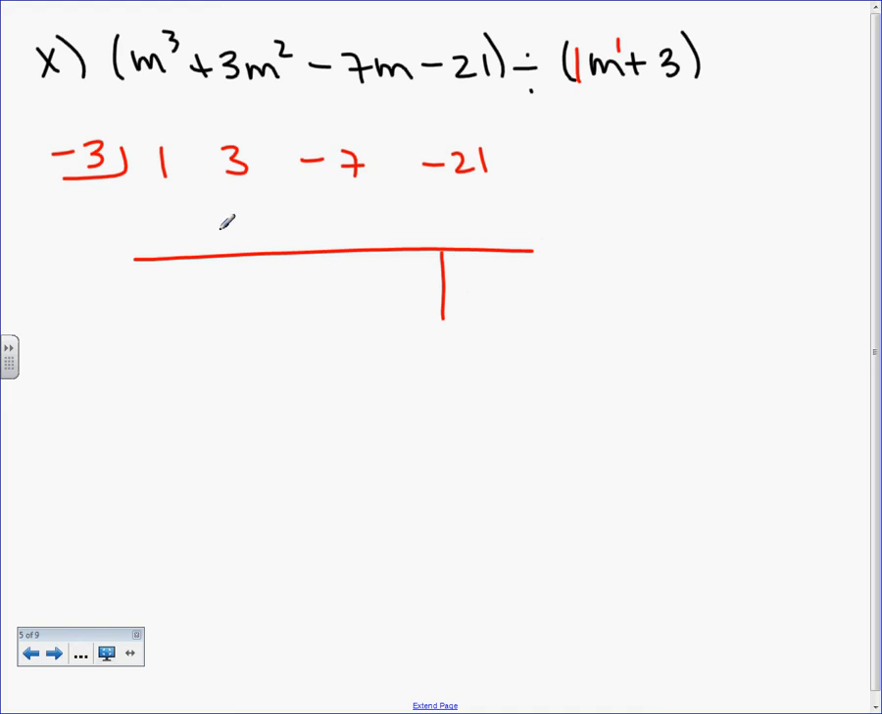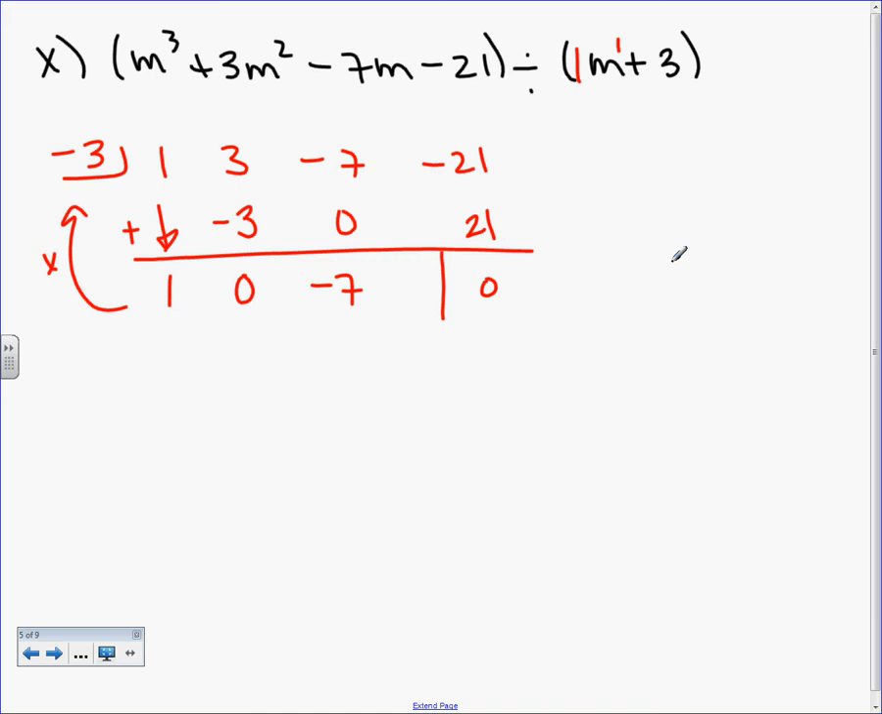Okay? You bring the first number down. Whatever it is, you just bring it down. Anything under the line gets multiplied by the box. What's 1 times -3? -3. Anything in here gets added together. What's 3 plus -3? 0. Multiply by the box. 0 times -3? 0. Add. -7, multiply by the box. 21, add 0. Now that doesn't look like an answer, right?